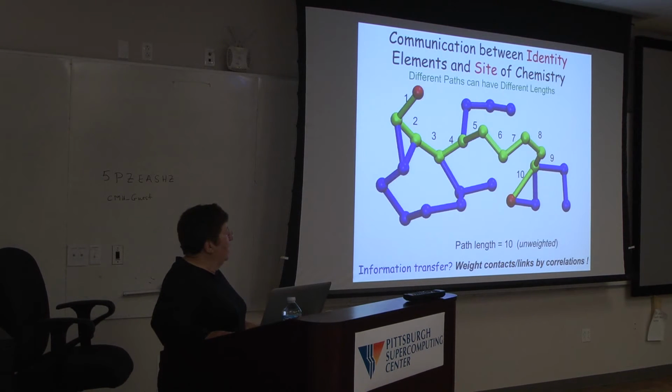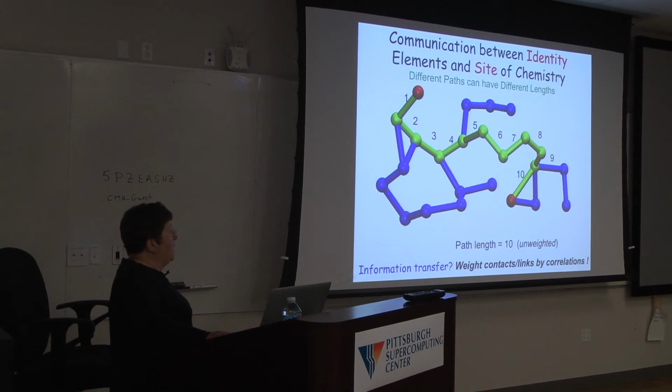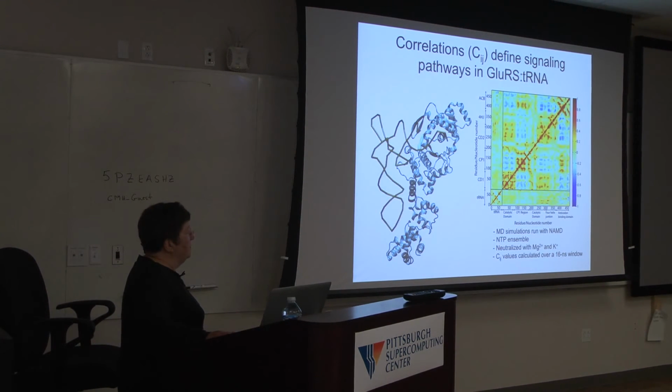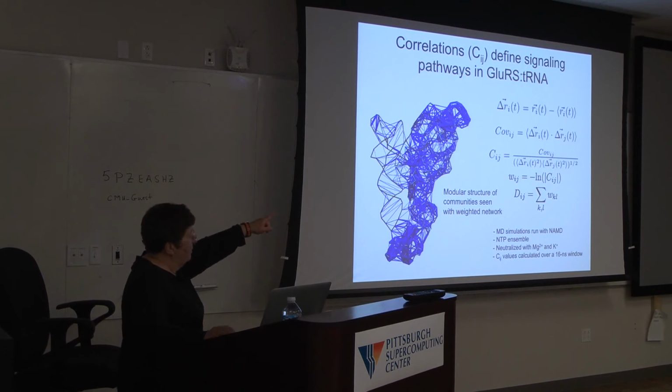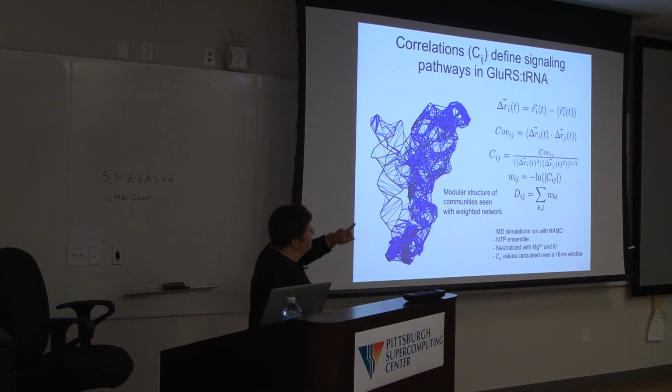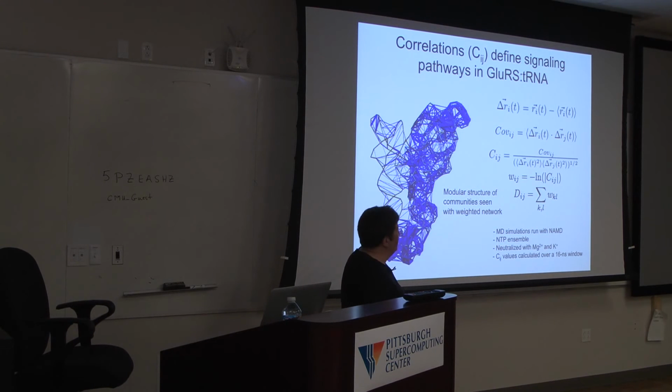And you could then ask, okay, how many steps does it take to go from position 1, maybe that's the anticodon, to the tip of the tRNA where it gets charged? But what's better is to weight them by correlations. So when you do the simulations, you certainly can calculate the correlations. And so now you weight these guys. And here's what I mean by the correlations. You just look at how much position i changes with the average over a certain window of time.